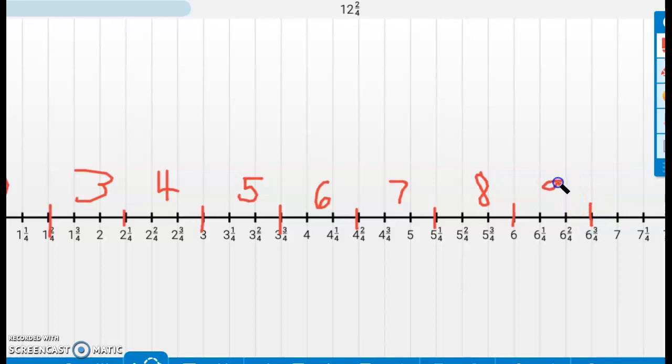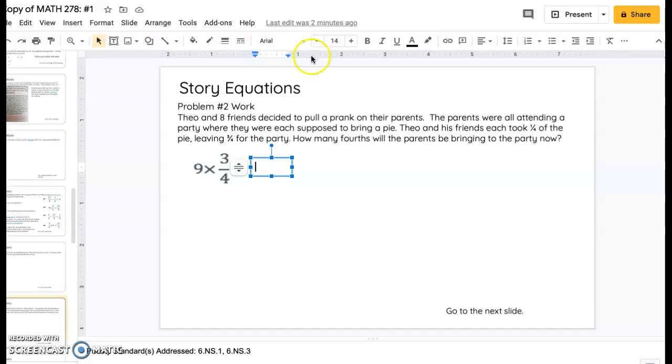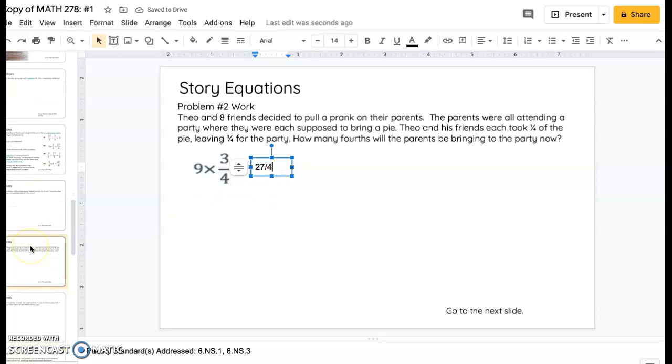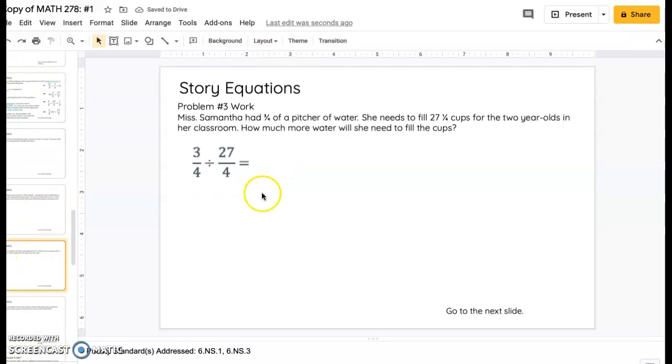Oh, and if you remember from earlier, we already know that 6 3/4 is the proper form of 27/4. So now let's put that into our equation here. 27/4. There we go.